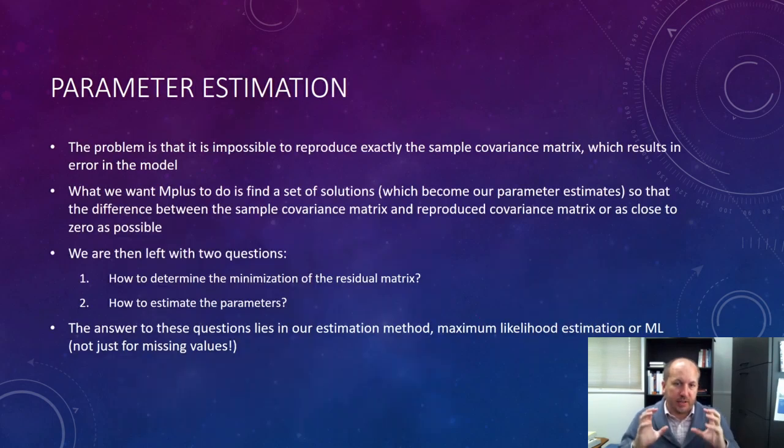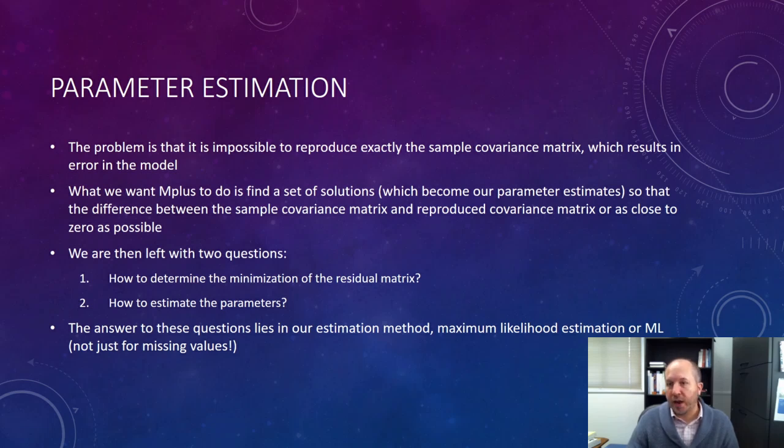To summarize and review, the problem with parameter estimation is that it is impossible to reproduce exactly the sample covariance matrix, which is going to result in some error in our model. Now, M+ wants to measure that error and also get that error as close to zero as possible. But this brings up two important questions. First, how do we determine the residual matrix? How do we determine how close to zero it needs to get? And then also, how do we actually go about estimating the parameters from that covariance matrix? The answers to these lie in our estimation method.